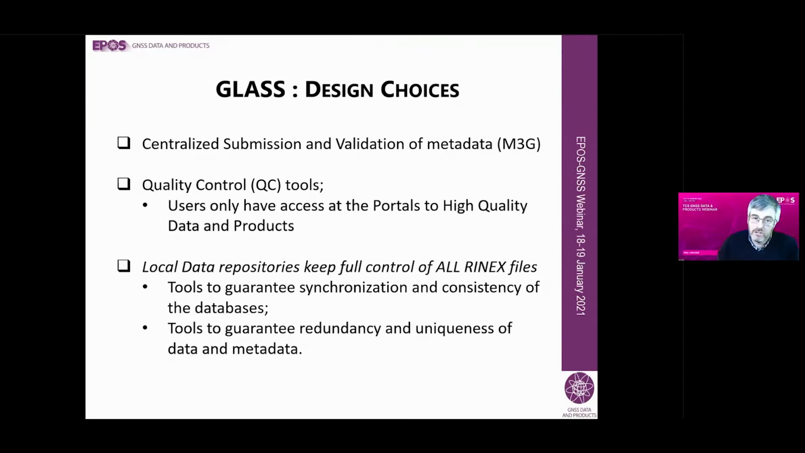Quality control was also thought of at the start. So the idea is that users only have access at the main portals to high quality data and products. So products, for instance data files, that have a certain status, that have a certain number of constellations or GNSS satellites, that have passed certain data checks.